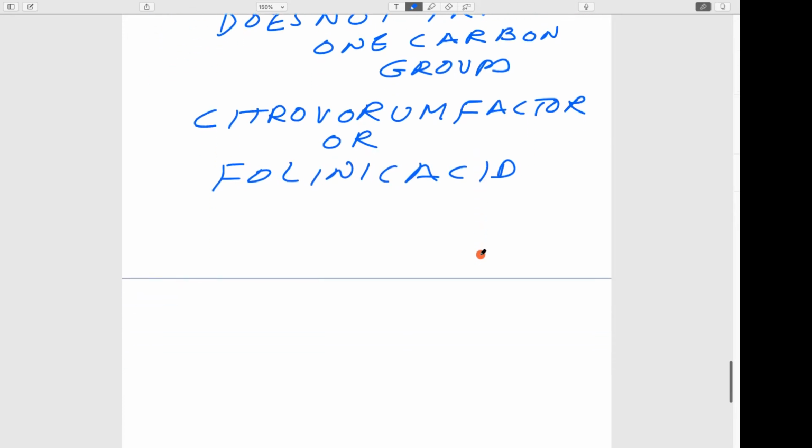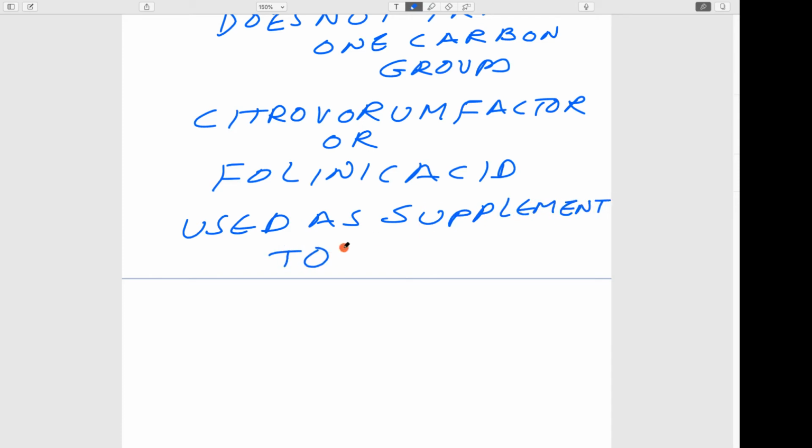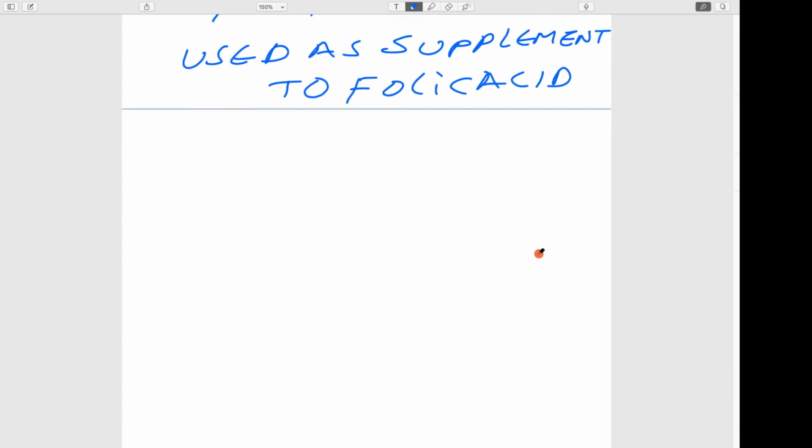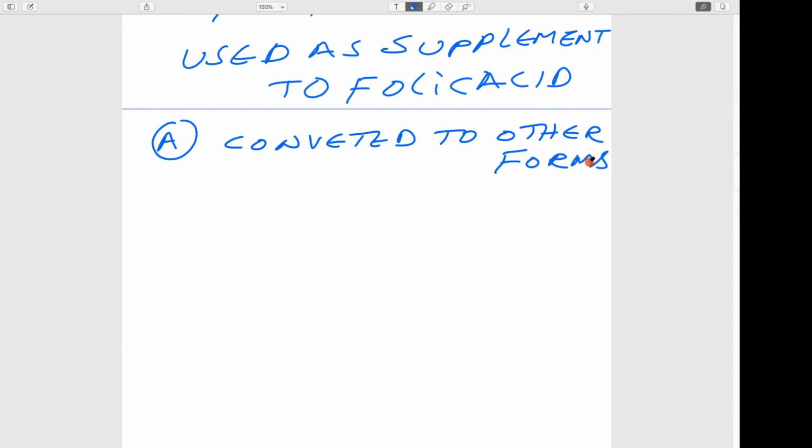This is used as a supplement to folic acid. Why is it used as a supplement to folic acid? There are two uses. The first one is that it can be converted to other forms. So that is one use of this one.